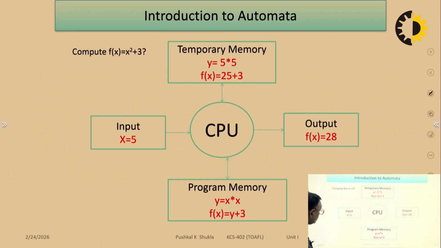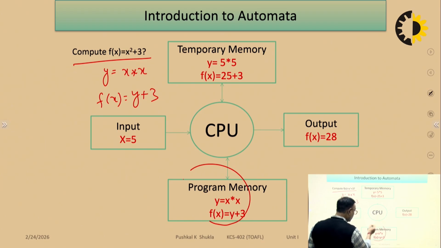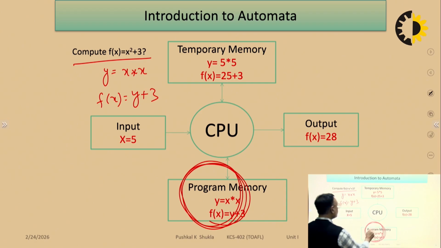We can see this by example. Suppose we have to compute the function f(x) = x² + 3. So these instructions are written in the program memory: there is another variable y = x * x. Then f(x) = y + 3. This is written in the form of instructions in the program memory.